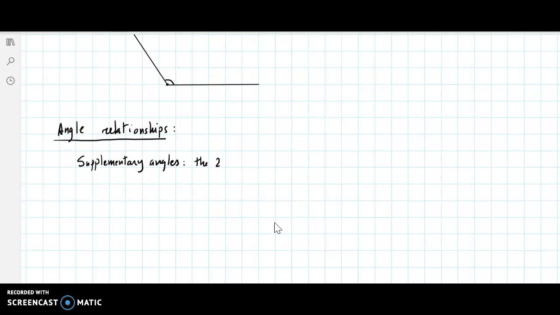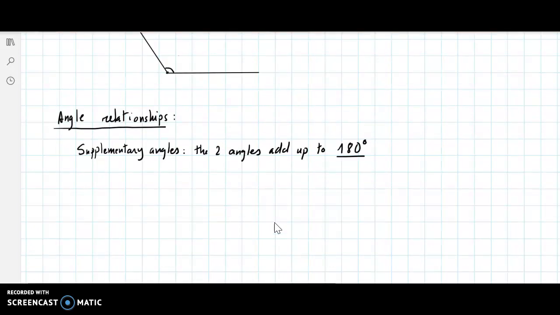So the two angles add up to 180 degrees. So let's make the drawing in this case. So we are going to make a straight line. And then another line. So we have two angles.